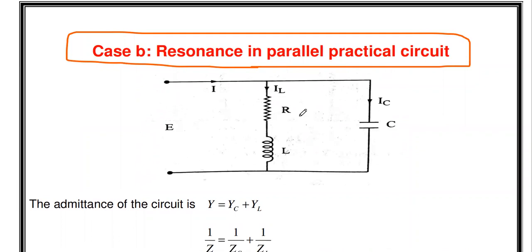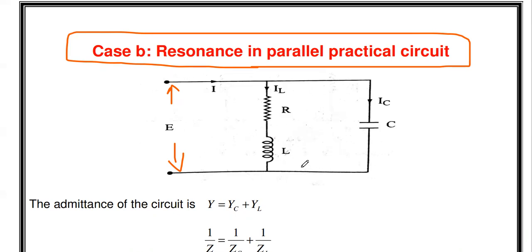Here there are two branches. In the first branch the inductor L is not an ideal one, so it dissipates some power in the form of heat. In order to represent the power loss, we have to include a series resistor in series with the inductor. Similarly, the capacitor C is in parallel. Here we are applying the total voltage as E; you can consider the total voltage E or V. So this is the second type of parallel RLC circuit, and in this case also we are going to derive the resonant frequency formula as well as the current.